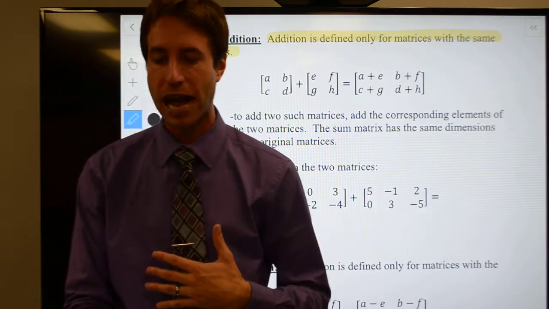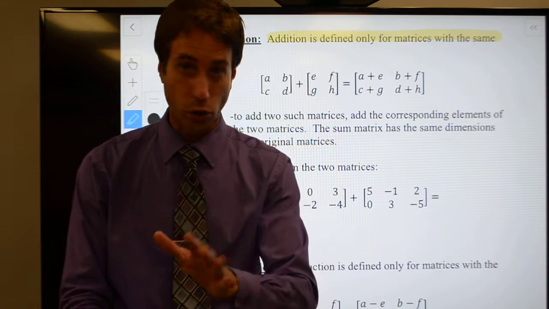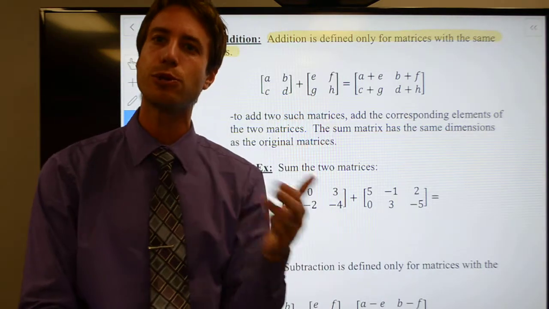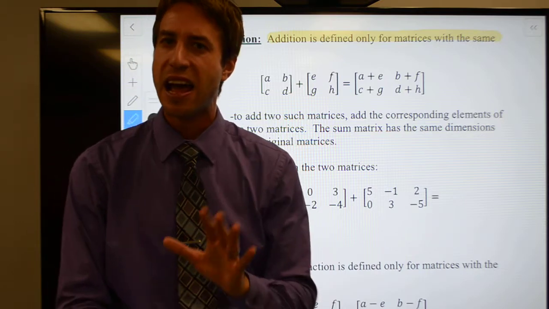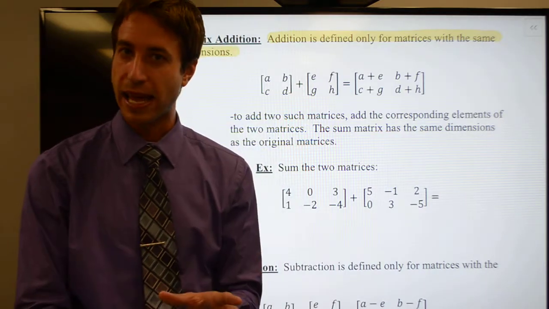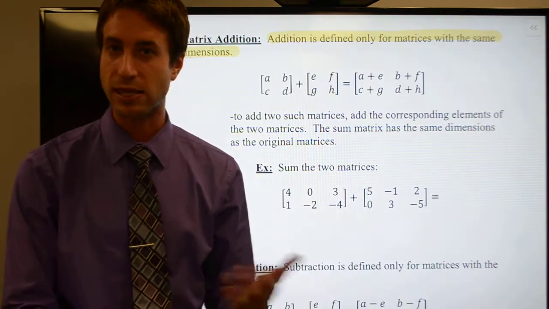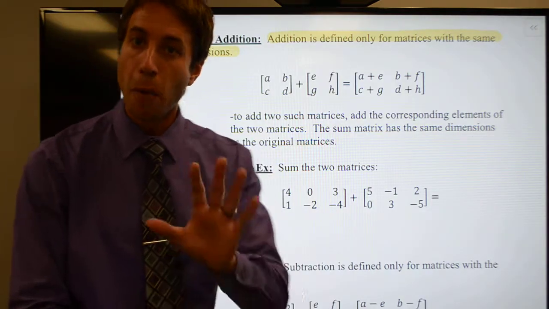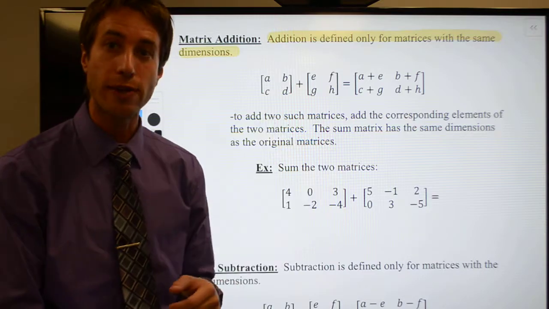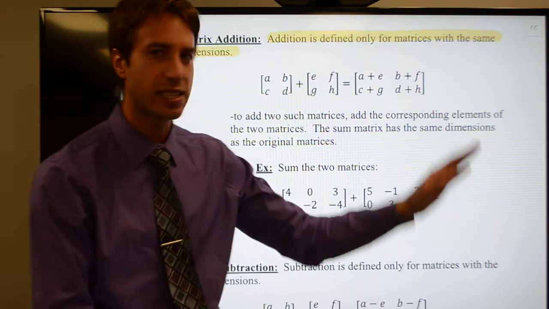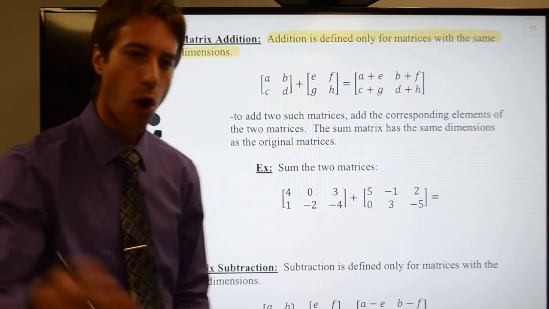So if I ever ask you on a test or a quiz or in the homework or wherever, even in the notes here, if I ask you to add two matrices and the dimensions are not the same, you'll just simply put undefined. Addition for those matrices is undefined. It's not possible. But as long as the dimensions are the same, we can do matrix addition. And I know that this looks really scary. It's not. Let me walk you through it.